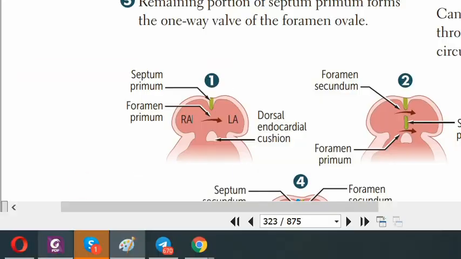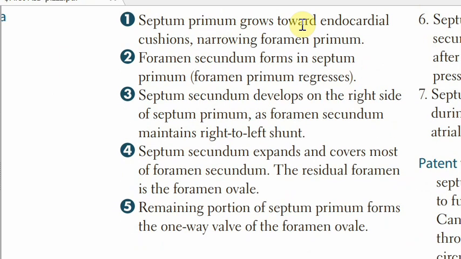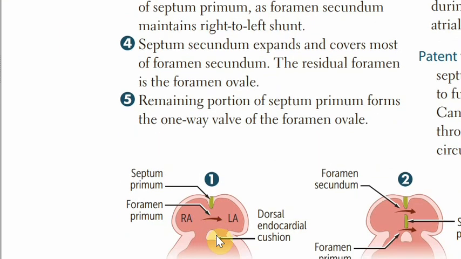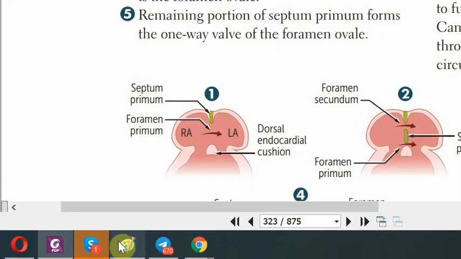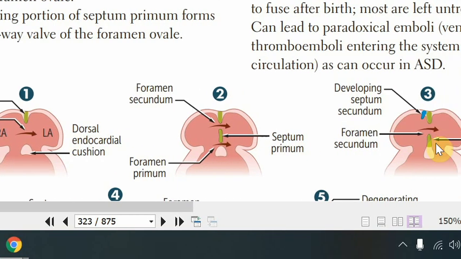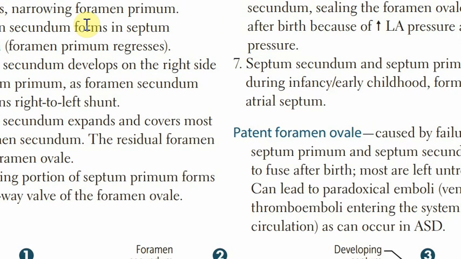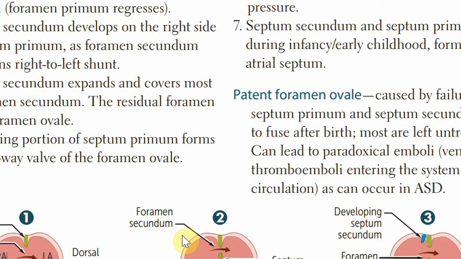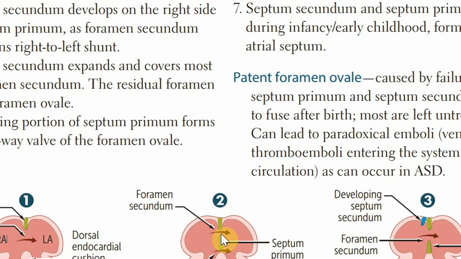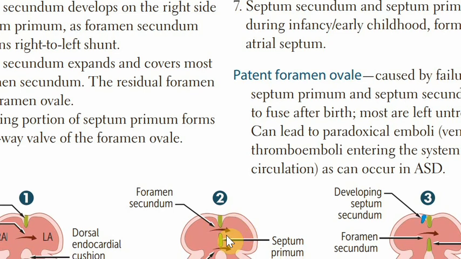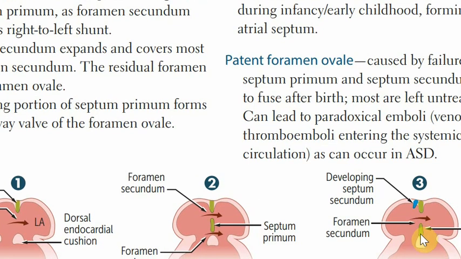Okay, so Septum Primum grows towards the Endocardial Cushion, which is this one, which narrows the Foramen Primum, and eventually it will get occluded, the Foramen Primum, and it will go away. Foramen Secundum now starts appearing, which is this one. And it occurs inside of the Septum Primum, which we just explained how it occurs. And the Foramen Primum goes away. It just disappeared because of the attachment.